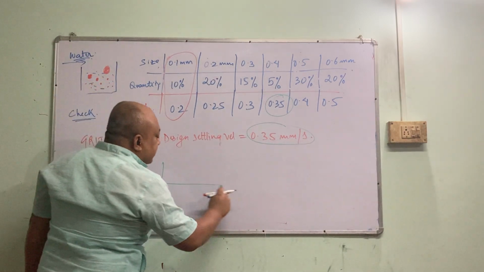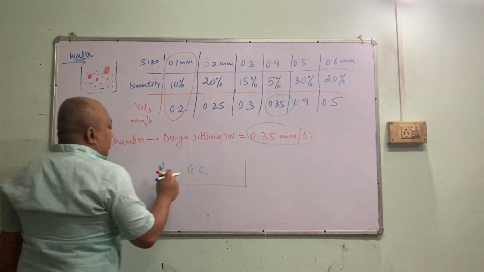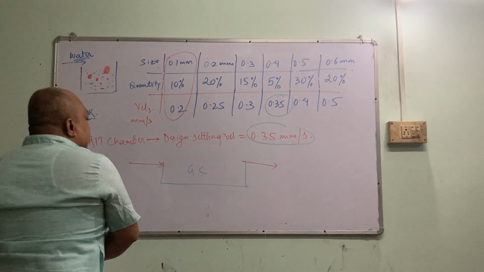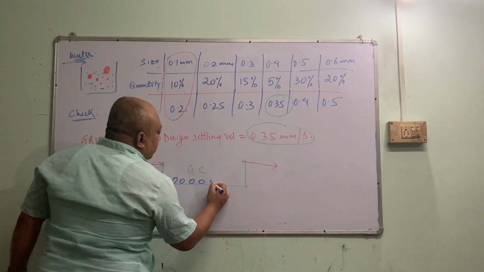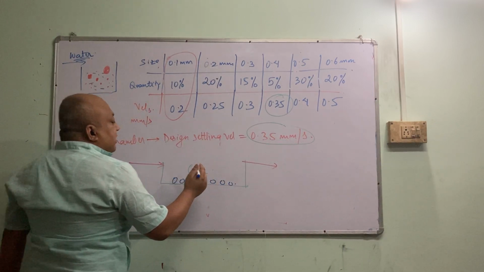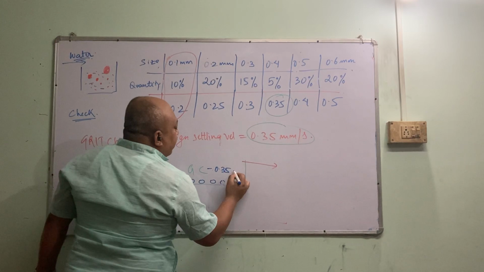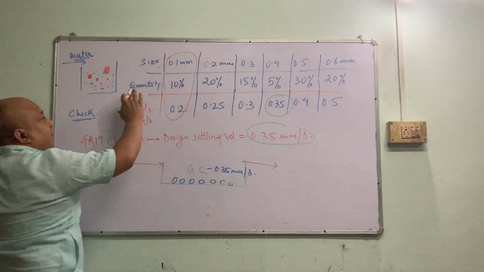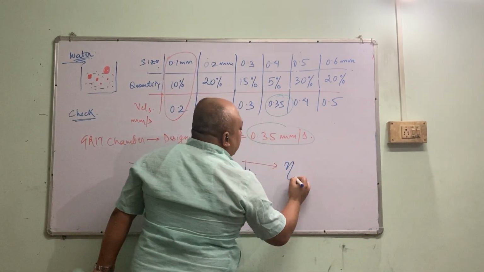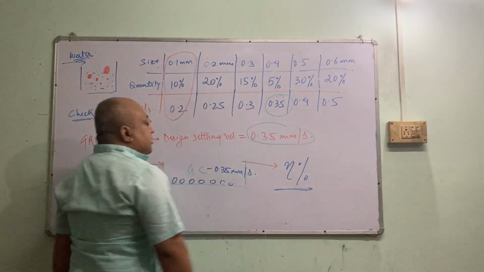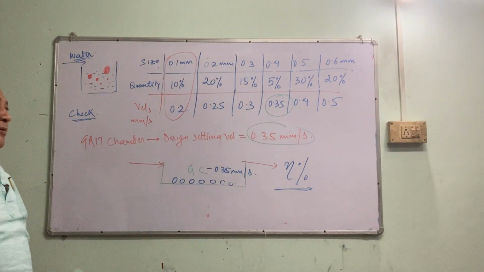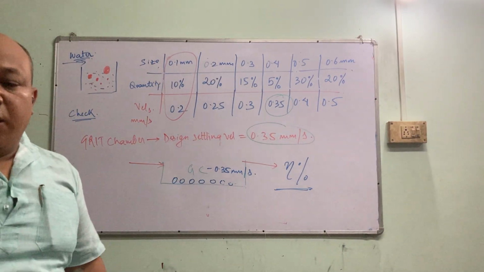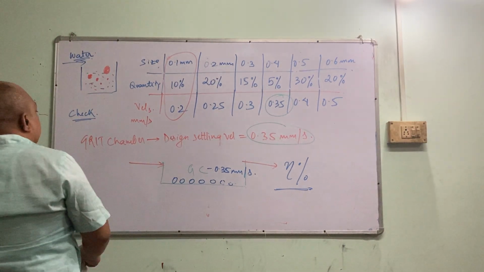Example is, this is your grit chamber. The water is coming like this, it is going out here, and all the particles are settling down. This grit chamber is designed with 0.35 mm per second. But the incoming water is having this property. So what will be the removal percentage? That is the question. Is it clear? Fine. This is just a picture I'm showing you. Now write the question, see the question properly, and let us solve it out.